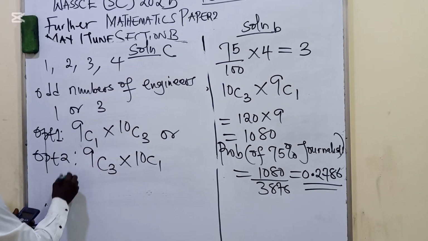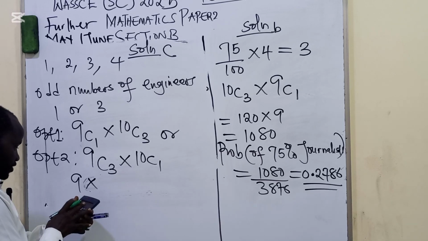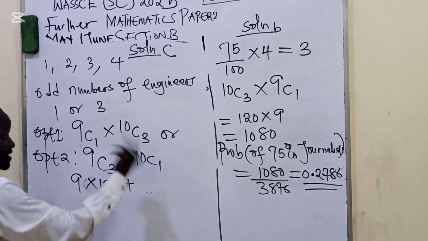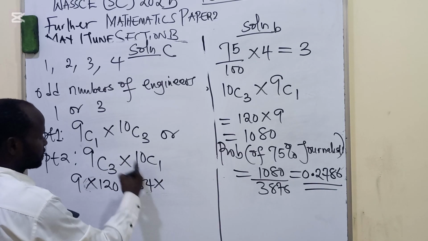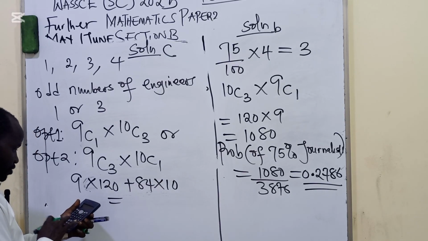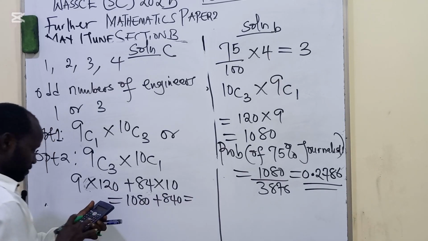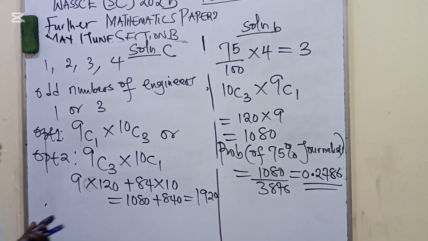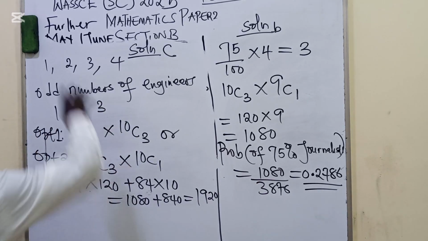So let's resolve this. 9 combination 1 will be 9 times 10 combination 3, that will be 120, plus, all means in probability is addition, 9 combination 3, that will be 84 times 10 combination 1 is 10. Let's add 9 times 120, 1080 plus 840. We have 1920. So this will be the required outcomes. And the total possible outcome is 3876. It's the same thing.